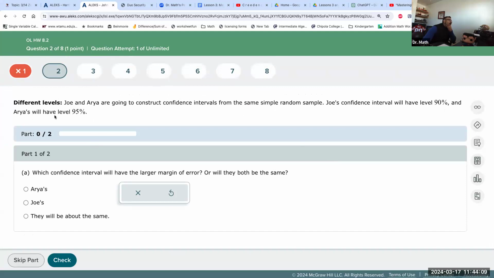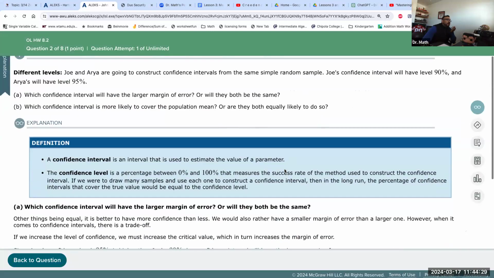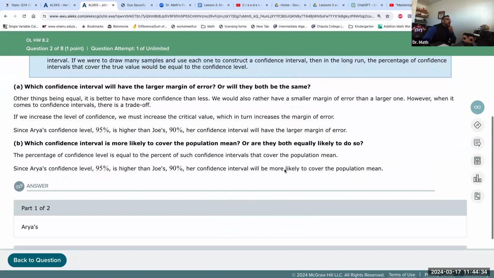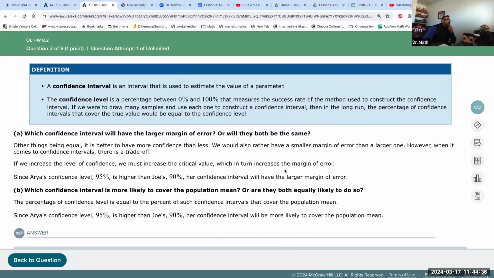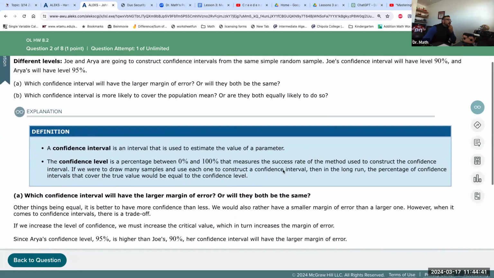And she will have a 95% confidence. So which will have a larger margin of error? All right. So whose confidence level will have a larger margin of error? There's two ways we could think about this. The first way of thinking about it, they might give you the formula, but they don't give you the formula. So let's read what they did, but I'm going to take a different approach.